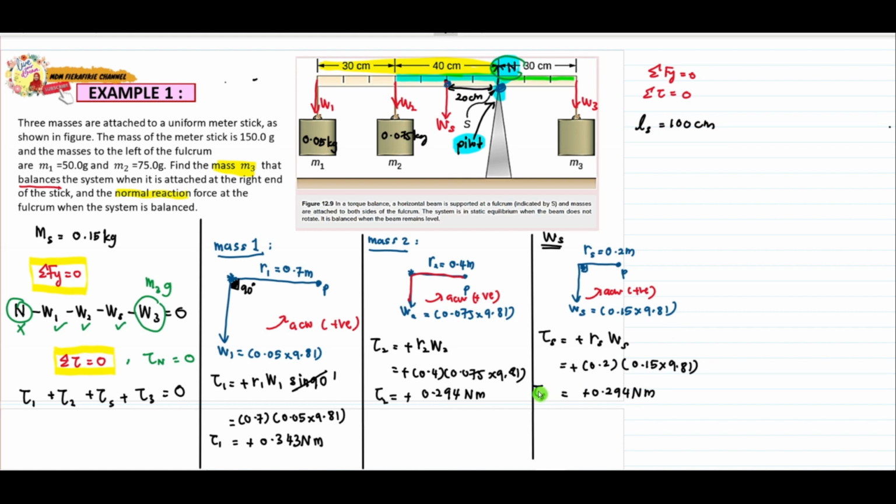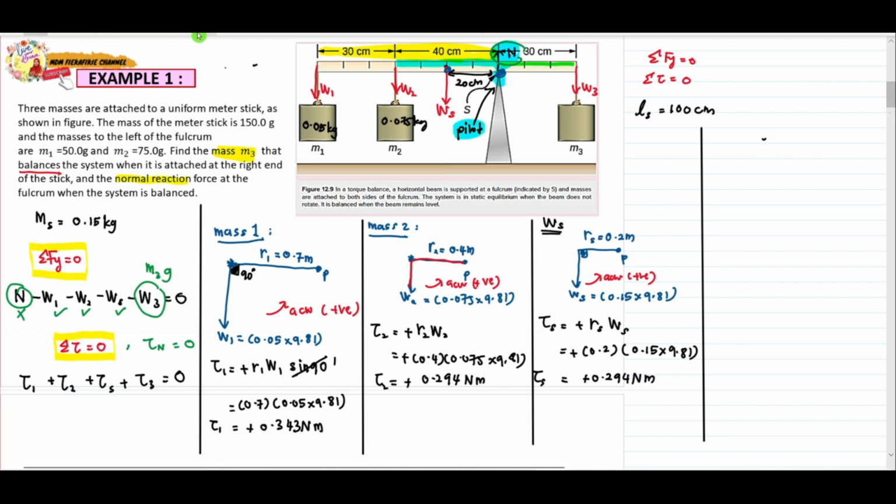Okay, and then the last one. Okay, so I will write here. Okay, the value of torque due to mass 3. So let's draw here mass 3, and this is the pivot point. Okay, and then this is R3, which is 30 centimeter from the pivot to this point, and W3, which is equal to M3 times G. So M3 yang kita nak cari, ini yang kita nak cari, ini kita punya objektif.